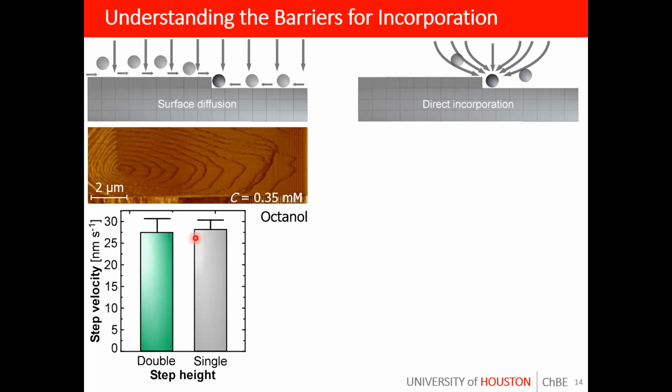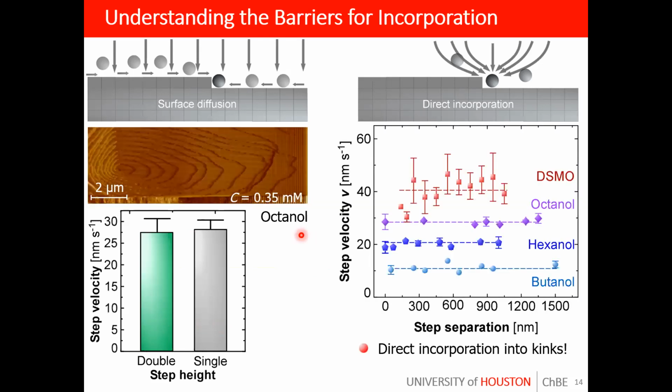So we measure the step velocities of closely spaced steps and well-separated steps. And what we see is that both double and single heighted steps have very similar velocities in octanol. And the same thing can be seen in all these solvents where the step velocity variation is independent of the step separation, indicating that it is indeed growth by direct incorporation.